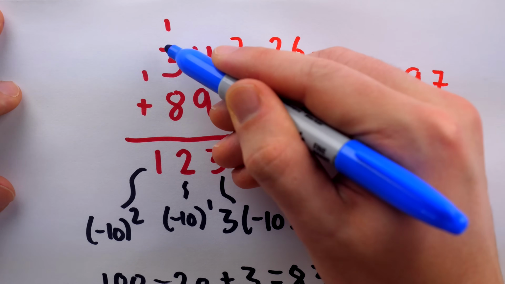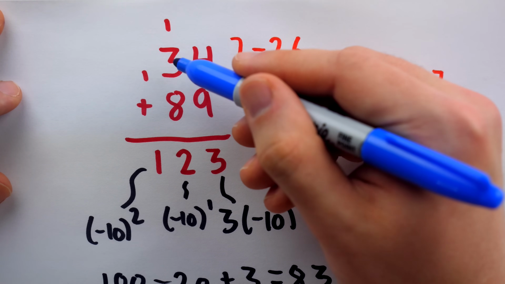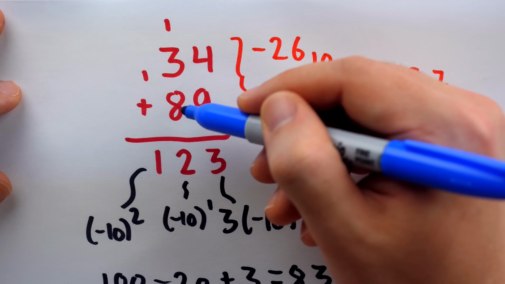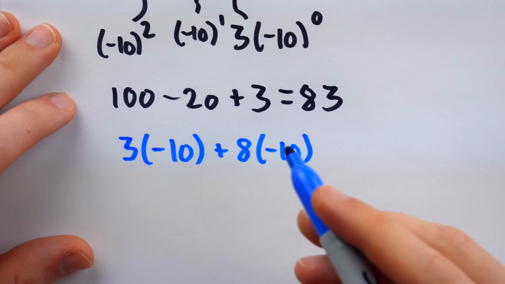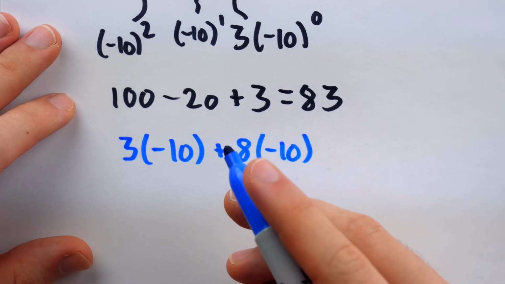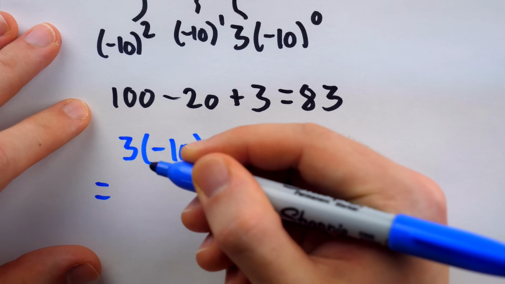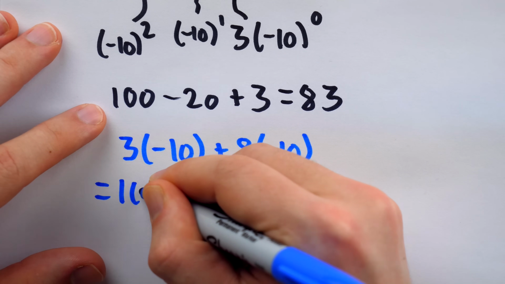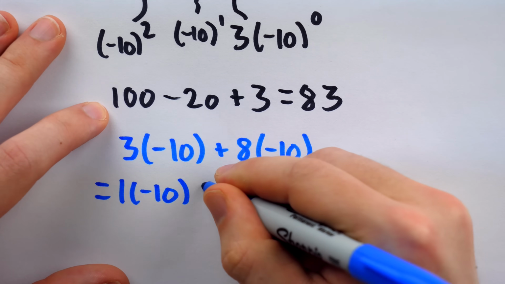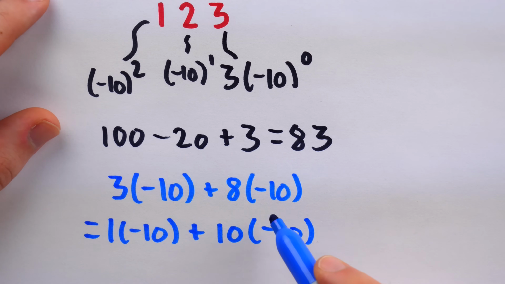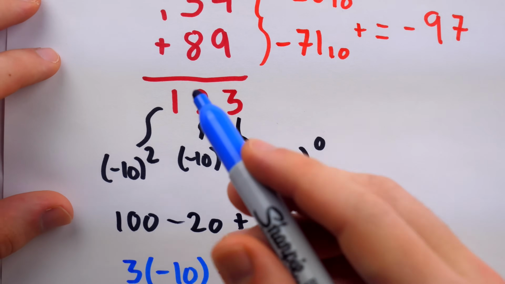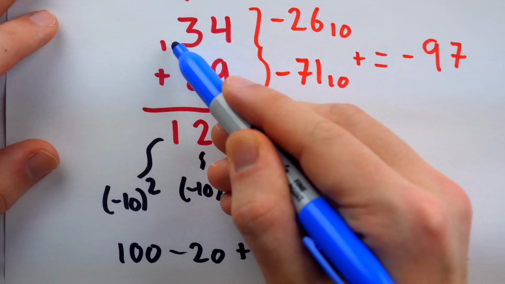Well, let's consider the negative tens place. 3 copies of negative 10 plus 8 copies of negative 10. That's what gave us this carry. If we have 3 copies of negative 10 plus 8 copies of negative 10, that is of course 11 copies of negative 10, which is the same as 1 copy of negative 10 plus 10 more copies of negative 10. It's these 10 copies of negative 10 which we carry into the next Negadecimal place.